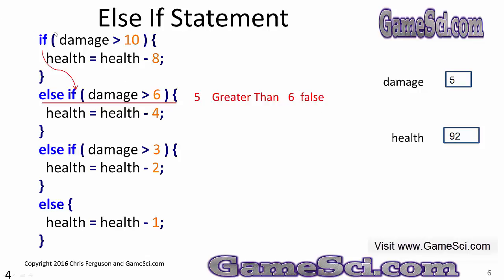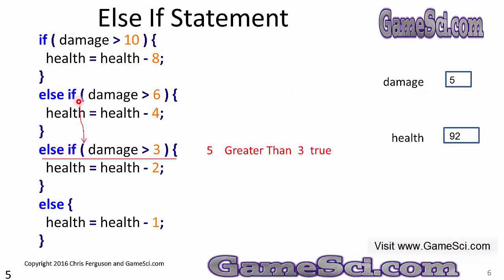Remember, if the if portion is false, I've got to go to its else. And there is an else immediately following this if. Tracing the code again, because 5 greater than 6 is false, I'll go to the next else statement. This if is attached to that else. If this if is true, I'm going to execute the statement immediately following the if. The statement immediately following the if is damage greater than 3. 5, which is in the damage variable, is greater than 3. That is very much a true statement.